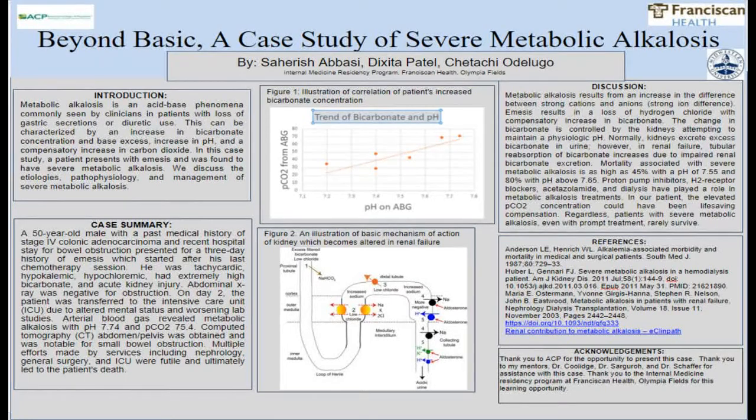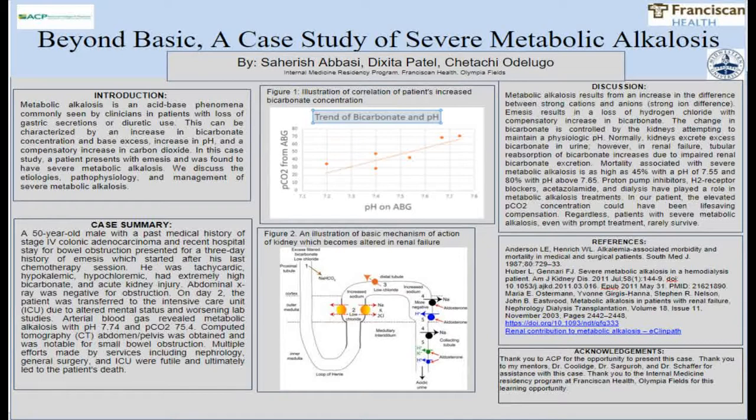On day 2, the patient's condition worsened. He continued to have emesis to the point where he became altered, and his GCS was found to be about 8 or 9, and at that point, the decision was made to move him to the ICU. Labs were obtained with an ABG, significant for an alkalosis, of 7.74, with a PCO2 of 75.4.